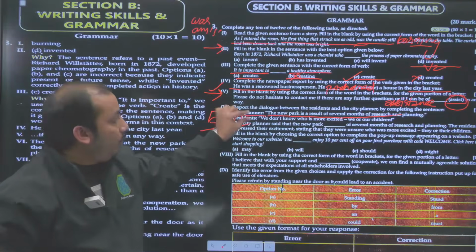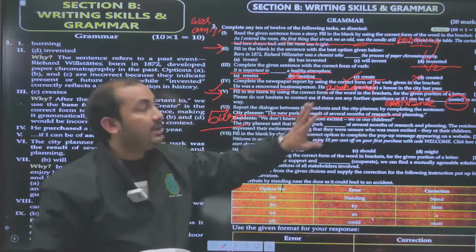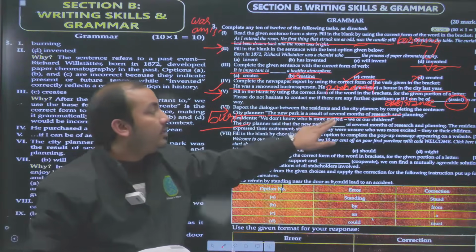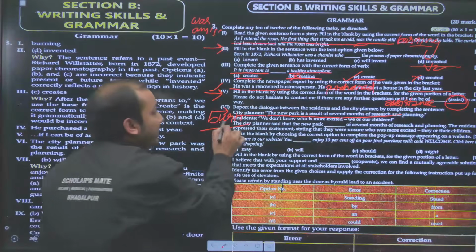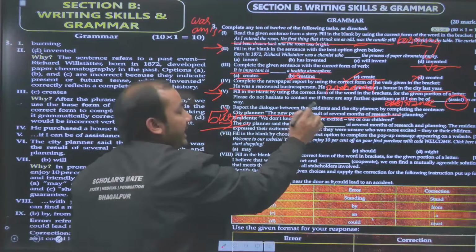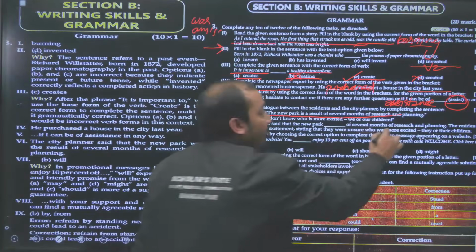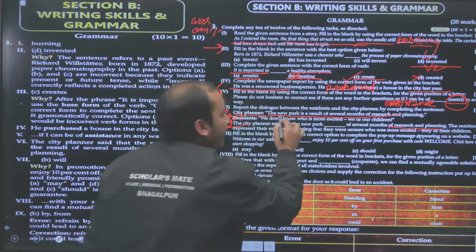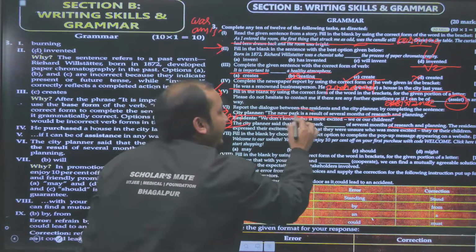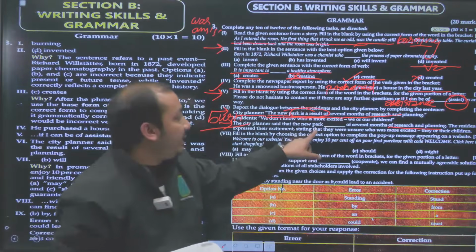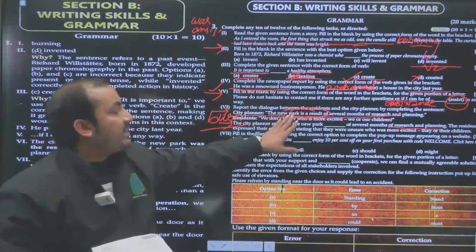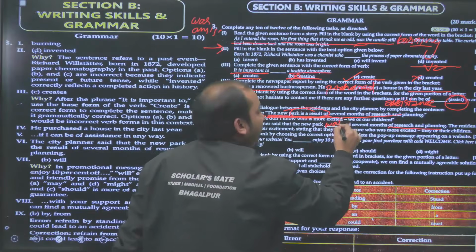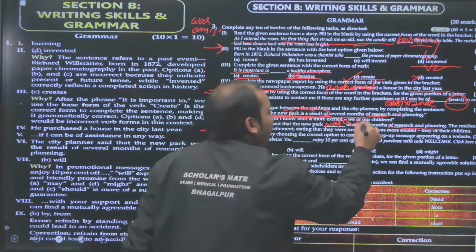This means the city planner is saying that the new park is a result of several months of research and planning. Residents were saying that they don't know who is more excited, they or their children. Now the statement given is: the city planner said that the new park, dash, of several months of research and planning. We have not been given any options, but we have to find the answer ourselves. Here we have to use the past form of this sentence. "Is a result of" we have to change into "was a result of".